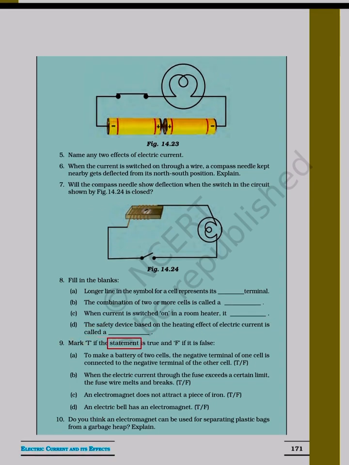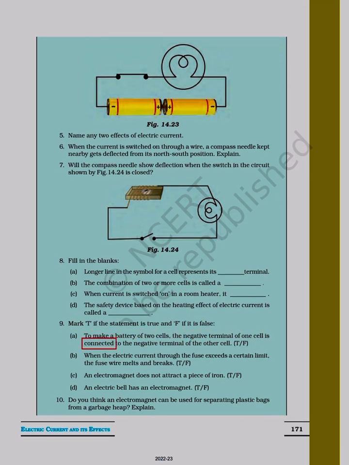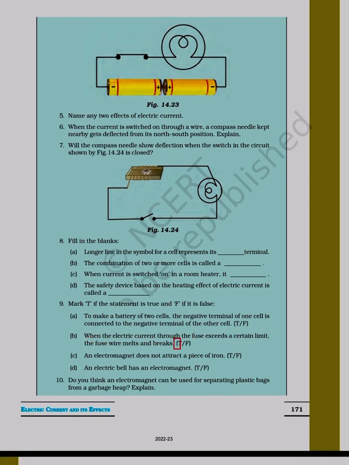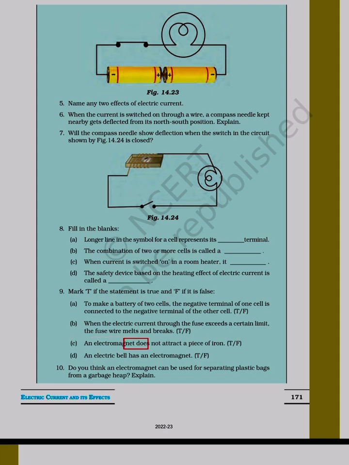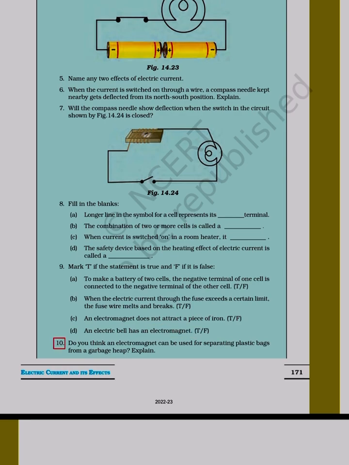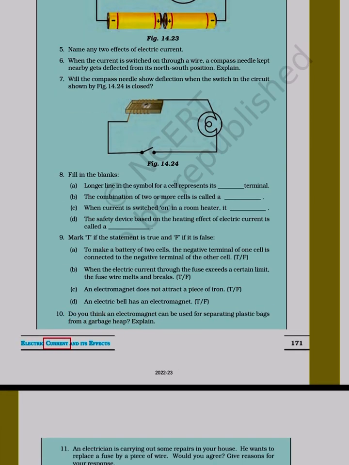9. Mark T if the statement is true and F if it is false. A. To make a battery of two cells, the negative terminal of one cell is connected to the negative terminal of the other cell. T/F. B. When the electric current through the fuse exceeds a certain limit, the fuse wire melts and breaks. T/F. C. An electromagnet does not attract a piece of iron. T/F. D. An electric bell has an electromagnet. T/F. 10. Do you think an electromagnet can be used for separating plastic bags from a garbage heap? Explain. Electric current and its effects.